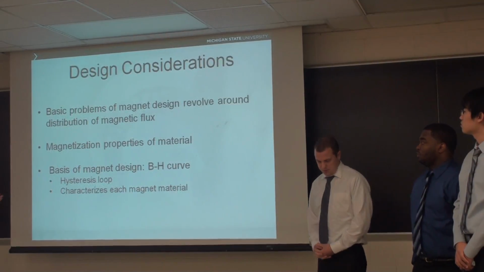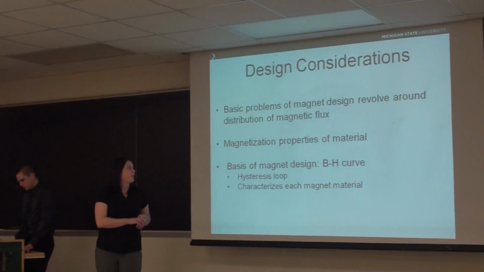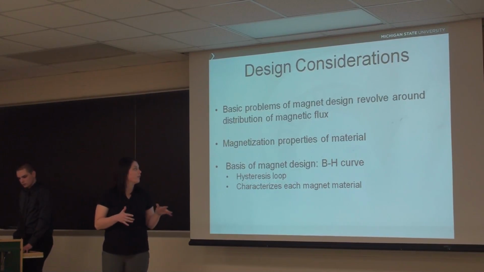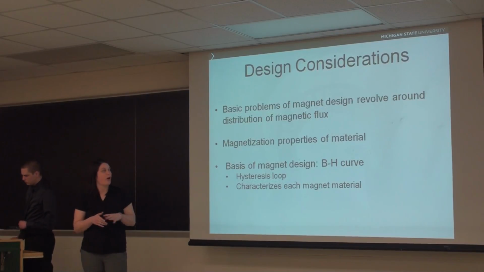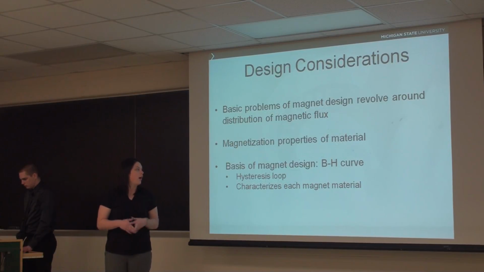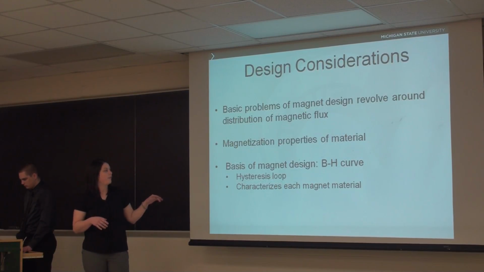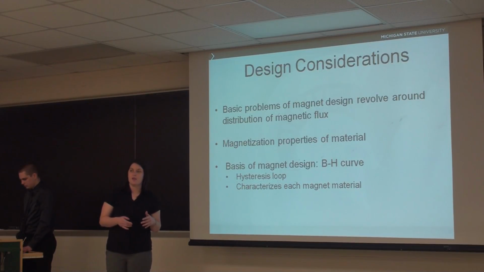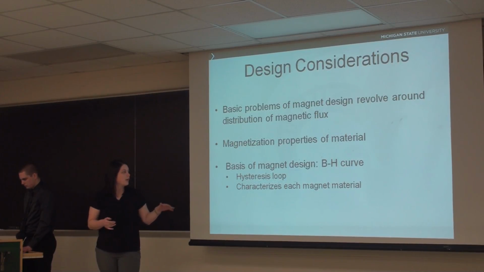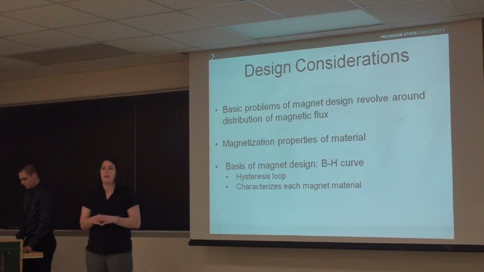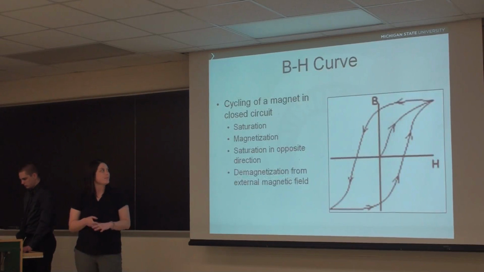So when designing a magnet, it's important to realize that the basic problems revolve around the distribution of magnetic flux. It is also important to understand the properties of the material in order to magnetize it. The basis of the design is the BH curve, where B is magnetic flux, which is magnetic induction over a certain area, and H is the magnetic field. It's also referred to as a hysteresis loop, and it characterizes each magnetic material.